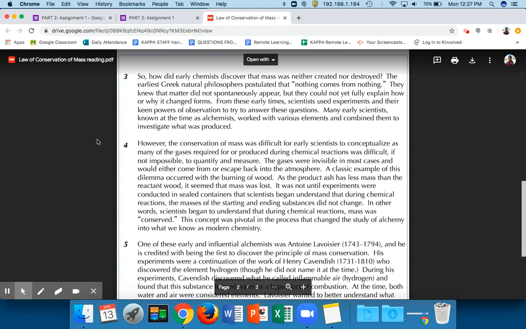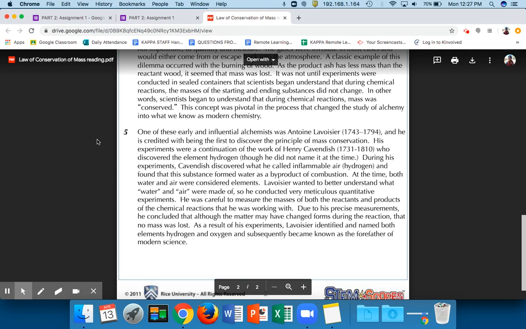It was not until experiments were conducted in sealed containers that scientists began understanding that during chemical reactions, the masses of the starting and ending substances did not change. In other words, scientists began to understand that during chemical reactions, mass was conserved. This concept was pivotal in the process that changed the study of alchemy into what we know as modern chemistry.